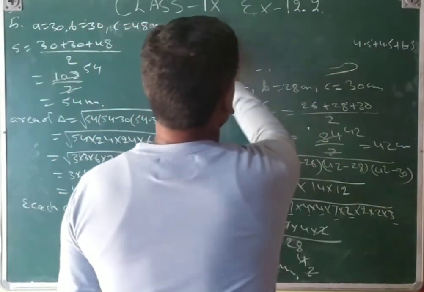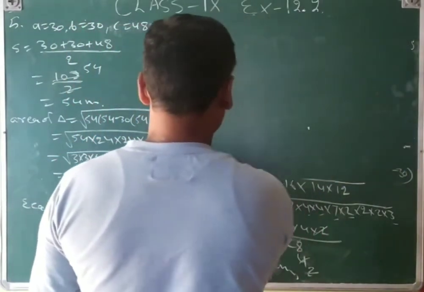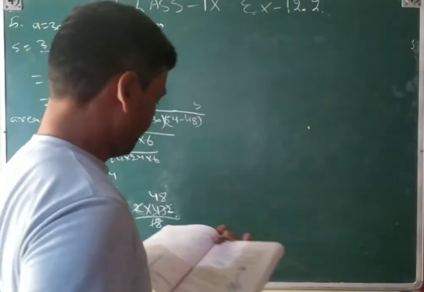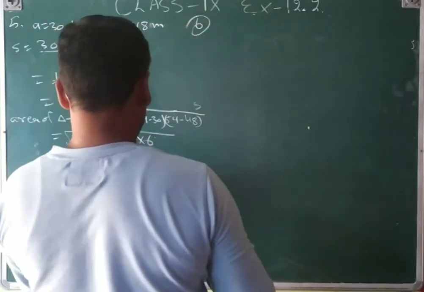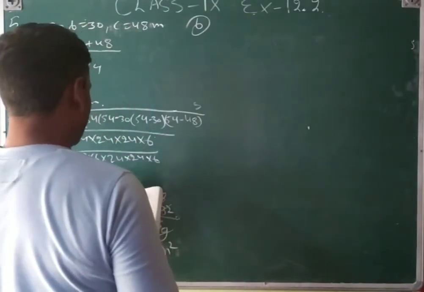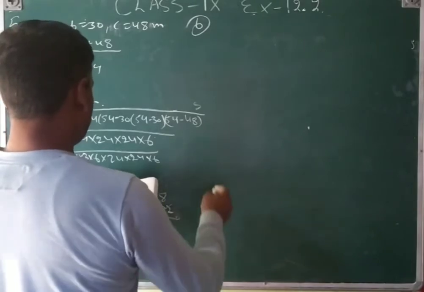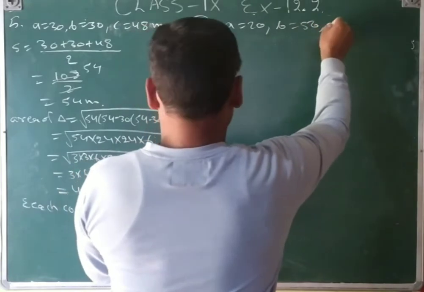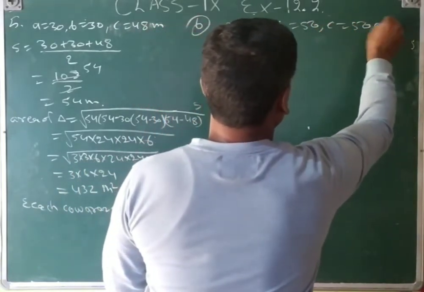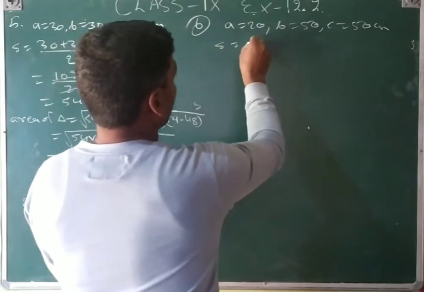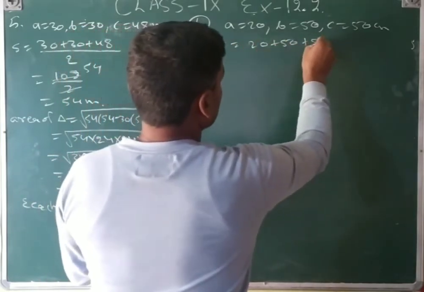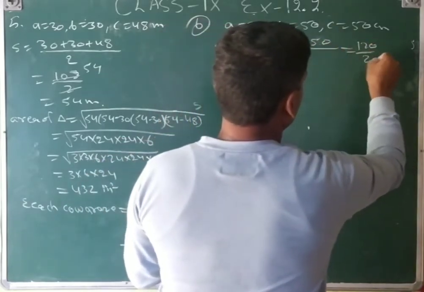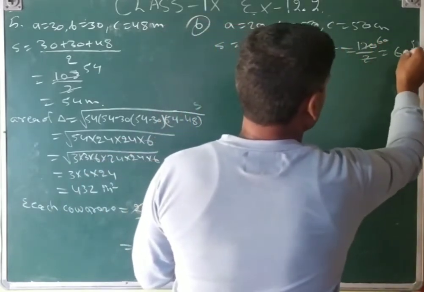Next, question number 6. It is an umbrella with stitching of 10 triangular pieces. The sides of the pieces are A is equal to 20, B is equal to 50, C is equal to 50, all given in centimeters. So S is equal to A plus B plus C upon 2, that will be 120 upon 2, that is 60. So S is 60.